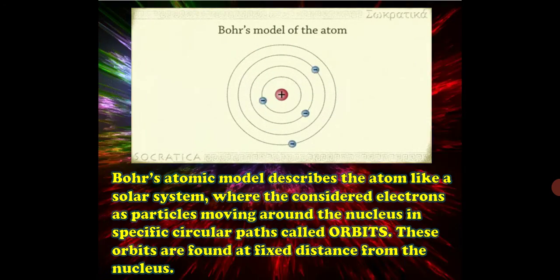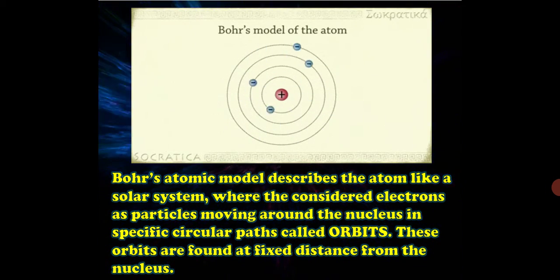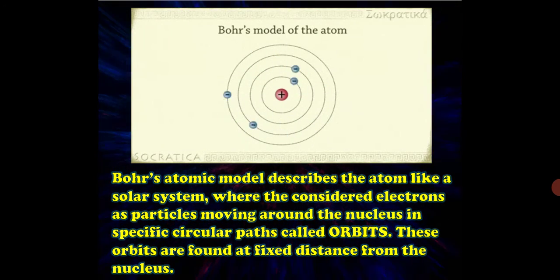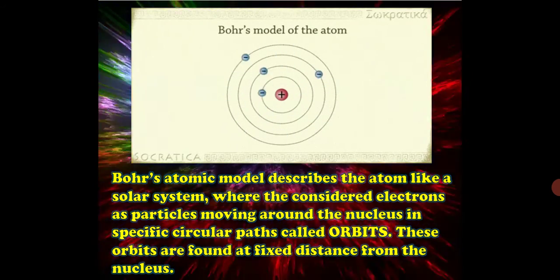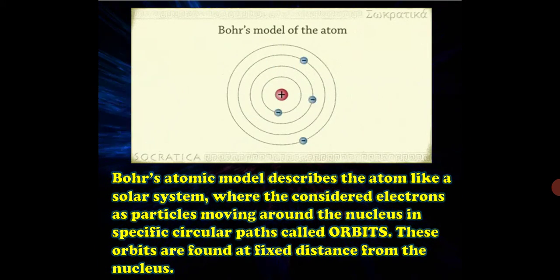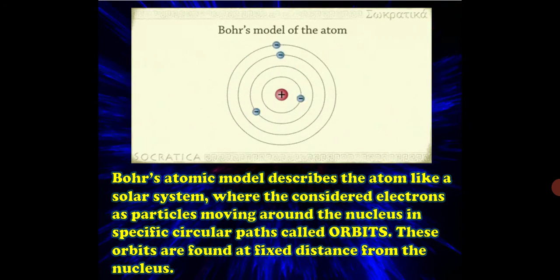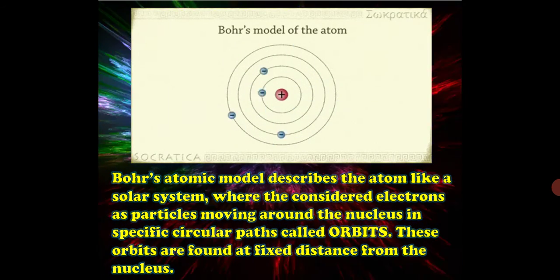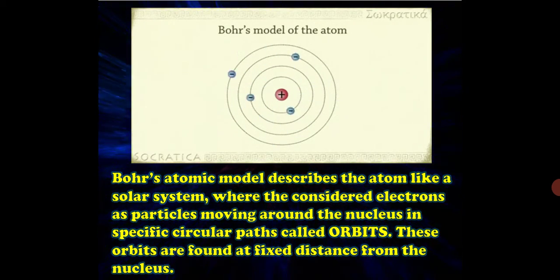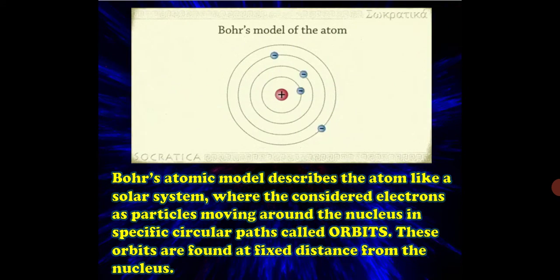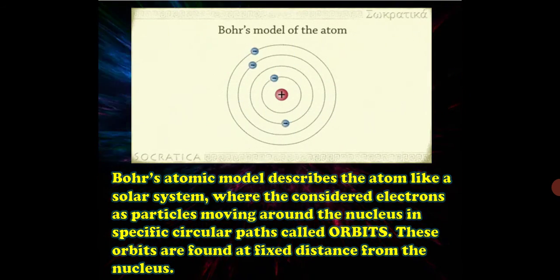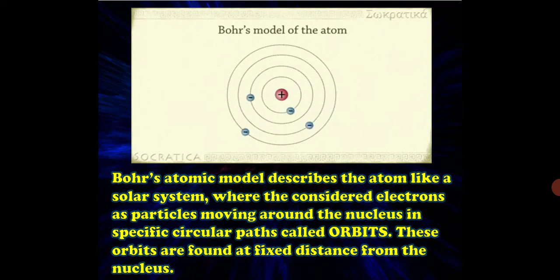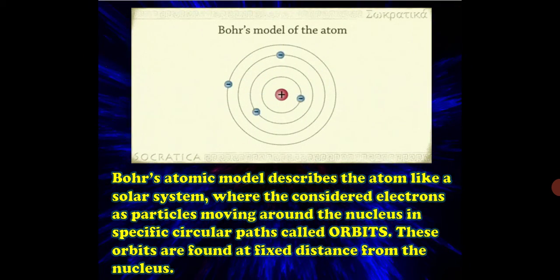Bohr's atomic model describes the atom like a solar system, where electrons are considered as particles moving around the nucleus in specific circular paths called orbits. These orbits are found at fixed distances from the nucleus. You can refer to the image or video animation on the top.